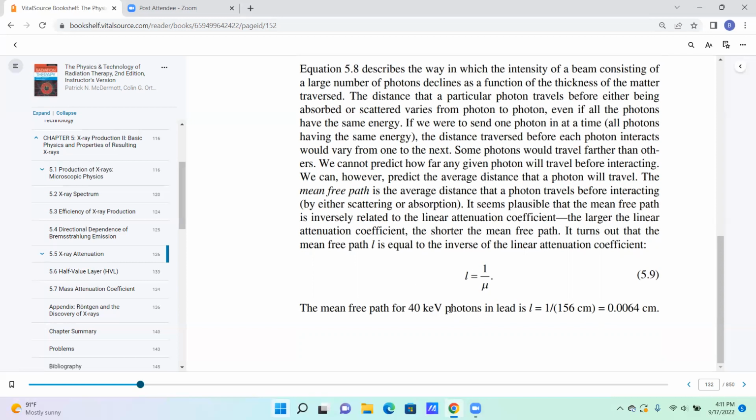So the mean free path for 40 keV photons in lead: since you know the linear attenuation coefficient, you go ahead and put that in there. And that ain't very far.